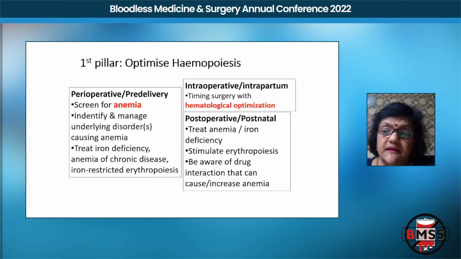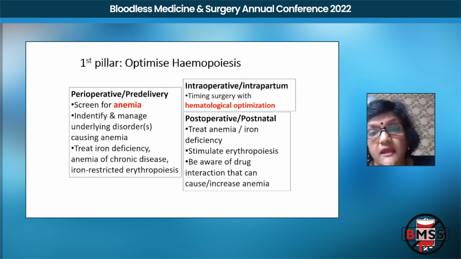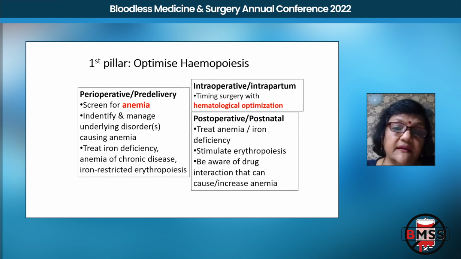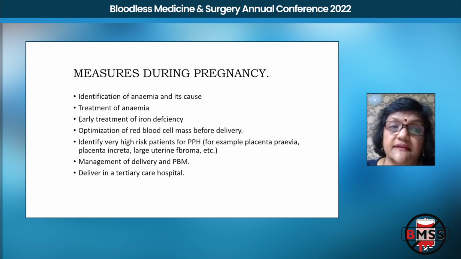So in optimizing hematocrit, what we would do peri-operatively or pre-delivery, antenatally, is screen the mother for anemia. We would identify and manage the underlying disorders causing anemia, and we should treat the iron deficiency anemia of chronic disease. Intrapartum or prior to delivery, we should ensure that the patient is hematologically optimized. And in the post-op period, if she has suffered a postpartum hemorrhage, then we should correct that anemia by giving iron, which could be oral or IV iron.